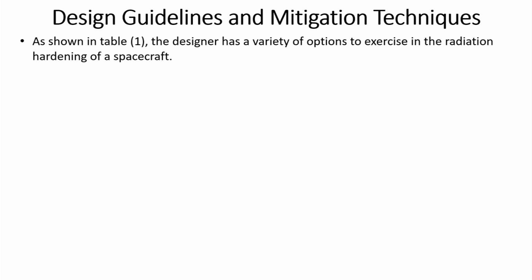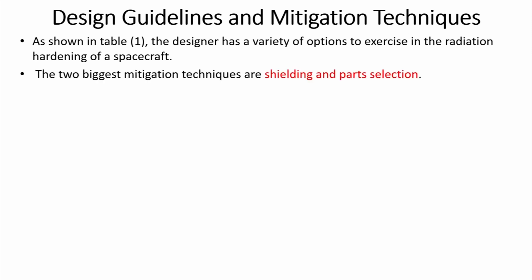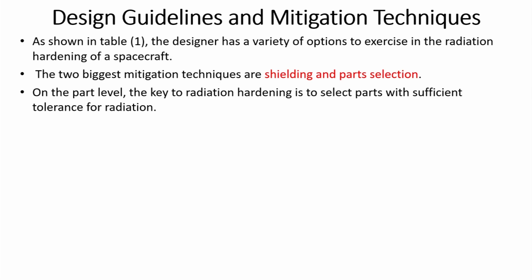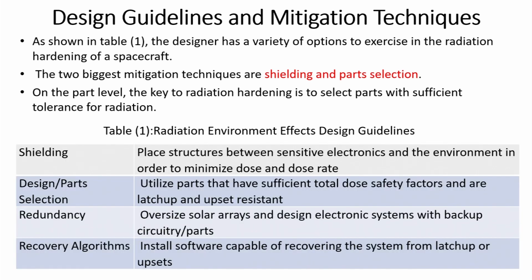Now, we will discuss some design guidelines and the mitigation techniques. We will see from this table, the table will come now. The designer has a variety of options to combat the radiation environment. In order to do this hardening, there are two biggest mitigation techniques: one is shielding and the other is part selection. On the part level, the key to radiation hardening is to select parts with sufficient tolerance for radiation.